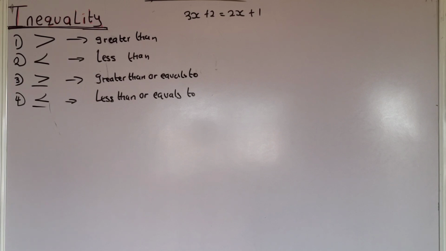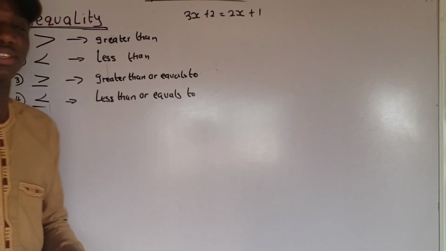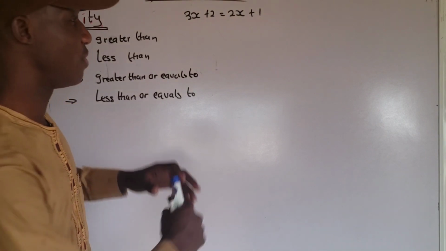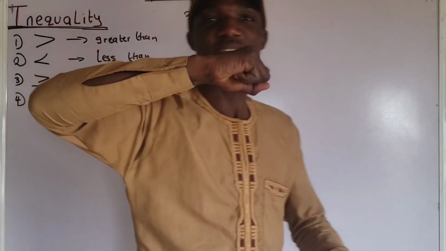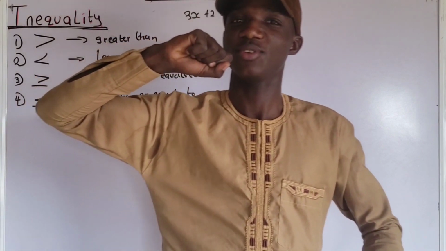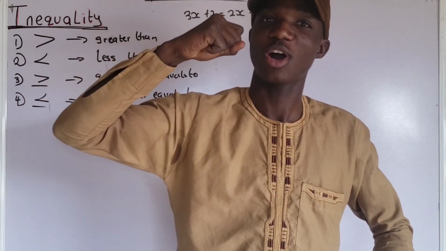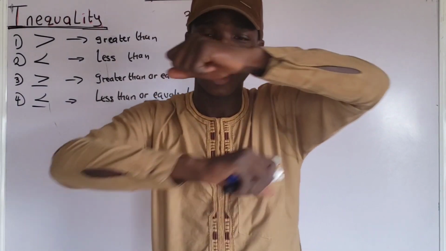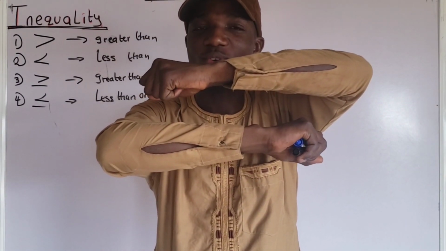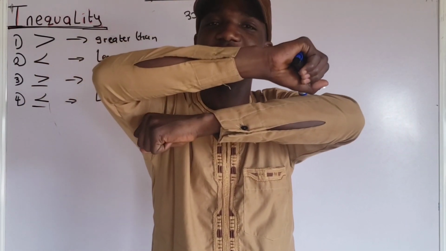Let me give you a tip. When you are dealing with this topic, look at your right arm. This is my right arm. The right arm signifies greater than. Just like you do your arm like this. This is greater than. Now this is less than. Now this is greater than or equal to, and this is less than or equal to.